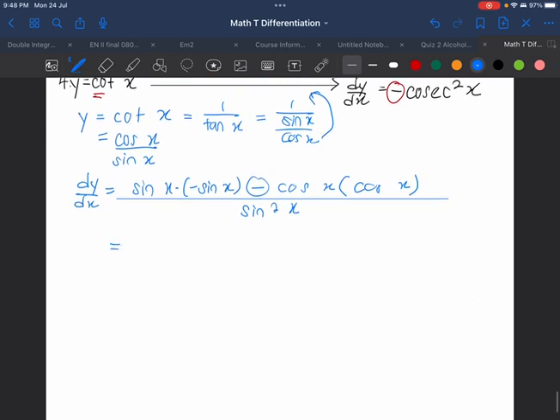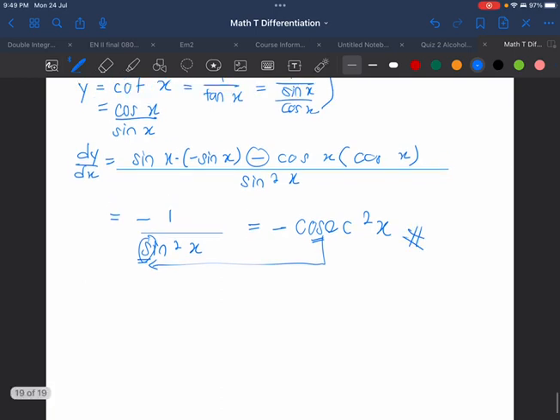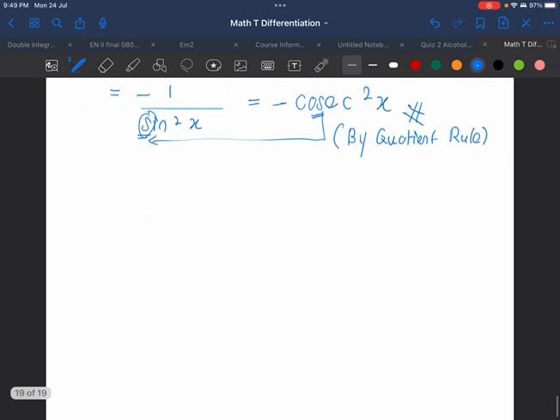Alright, so by the process we get negative 1 over sine square x. 1 over sine x we know is the reciprocal. This one is the third letter, so we can see what the third letter is, C-O-S-E-C, cosecant x. The third letter indicates the first letter of its reciprocal, so here is the relation. Alright, here using the quotient rule, we get the derivative of cotangent x.